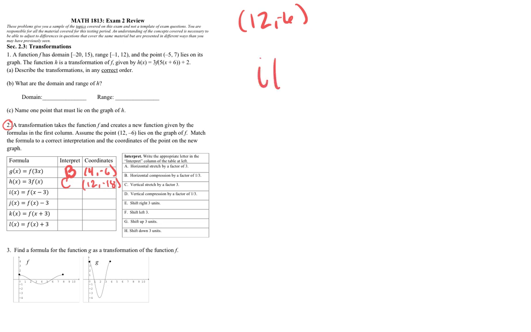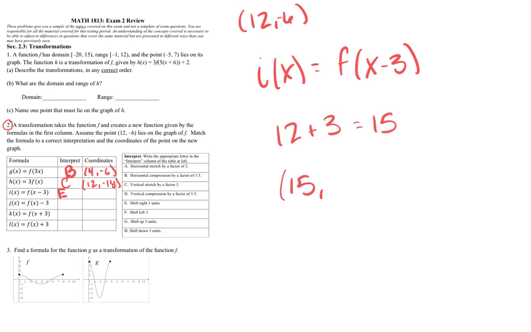Our next function, i of x, is going to be f of x minus 3. So we need to think, oh, we're on the inside, we're dealing with something horizontal, left or right, and it's opposite of what we think, and this is an addition or subtraction, so we're shifting. We are shifting to the right by 3. So we look down and we see E, shift right 3. We drop the E in this box right here. Then remember, if we're on the inside, we're only changing the x value of our coordinate. So we have 12 plus 3, we end up getting 15. So our new coordinate point is going to be (15, 6). And we'll drop that over here.